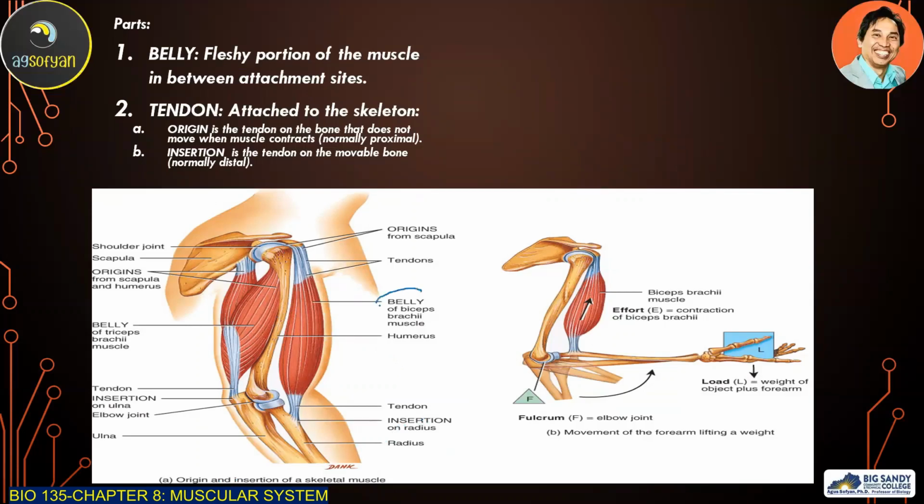Again, the middle part is called the belly, which is actually the meat or the muscle, and the two parts are the tendons over here. The one that attaches to the movable part is called the insertion. The tendon that attaches to the less movable bone is called the origin. So origin, belly, and insertion. This is the part of the muscle that attaches to our bone.